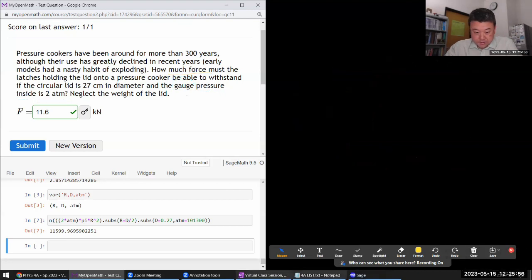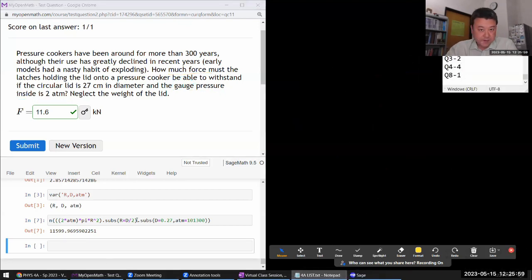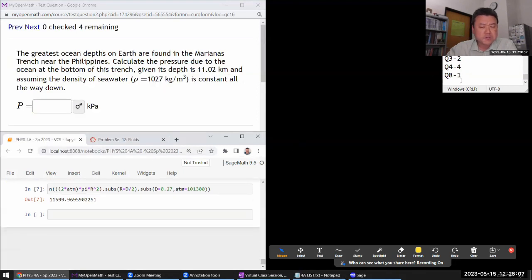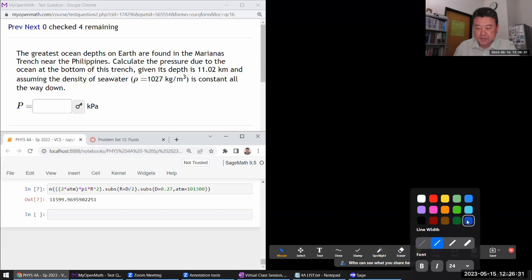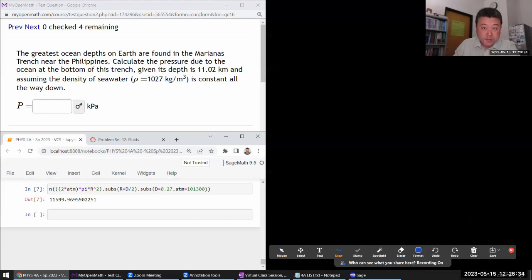Okay, I think one last question remaining, 8-1. All right, this one needs a formula. Do I want to look it up? Yeah, let me write it down and then look it up. So this question says, the greatest ocean depths on Earth are found in Marianas Trench near the Philippines. And all these are irrelevant details. Calculate the pressure due to the ocean at the bottom of the trench given a. So we are given some height, just to remember to convert this to basic SI unit for later when we are plugging in numbers.